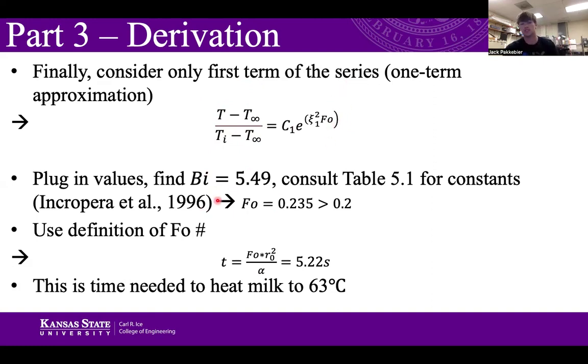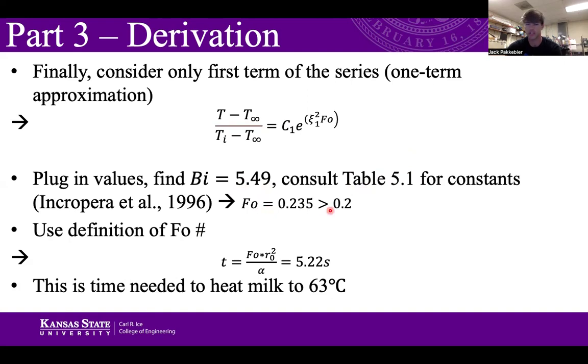To do this, we'd actually need to find the Biot number first, which I found to be 5.49. We'll need this Biot number as this is what's listed in table 5.1 to give us the constants C sub 1 and psi sub 1. I found those in the textbook. So plugging all those in, we arrive at a Fourier number of 0.235, which is greater than 0.2, which is the barrier for the one-term approximation being appropriate in this case.